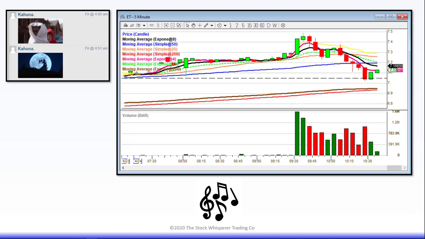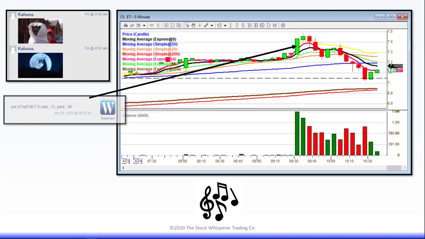So ET, we have a little joke. The next morning on the 24th on Friday, you can see pre-market, it started to go up and at the bell. So Kahuna in my room, his name is Brian, we call him the Kahuna. He starts posting up pictures of ET and we're making jokes that it was going to the moon. And I forgot to put that in.